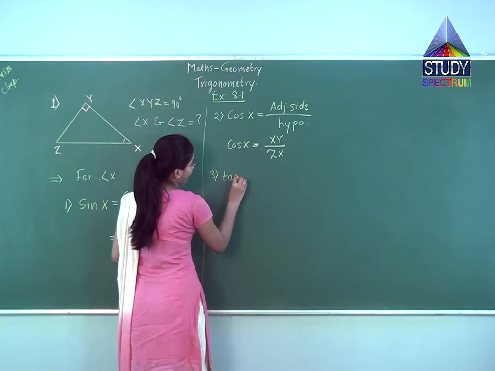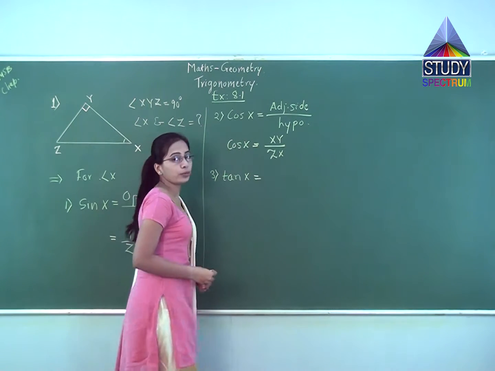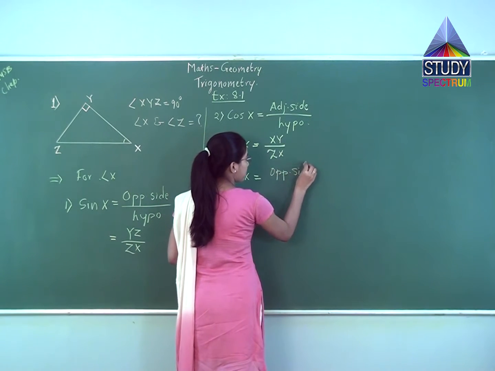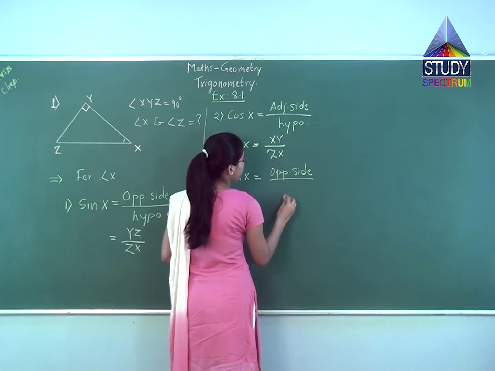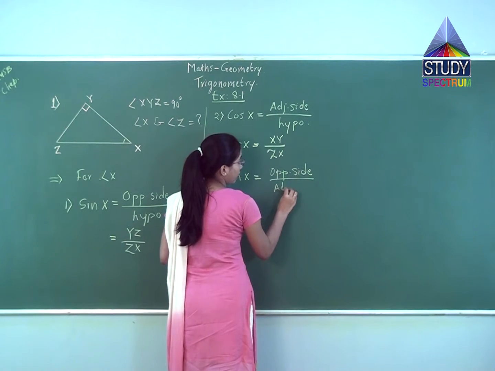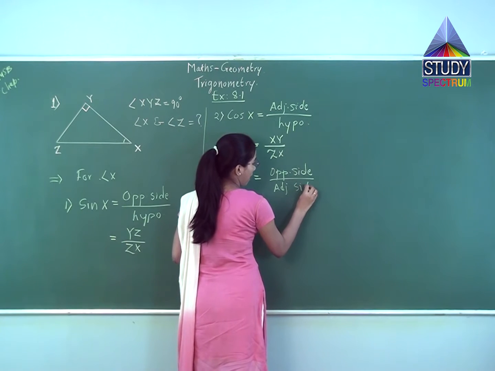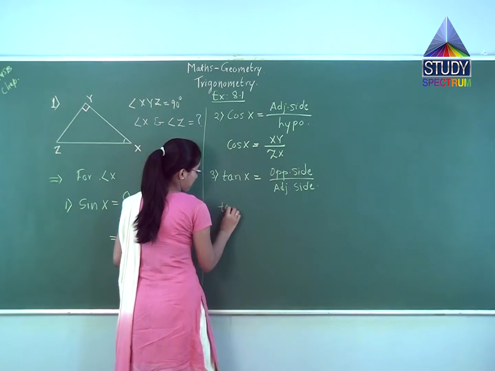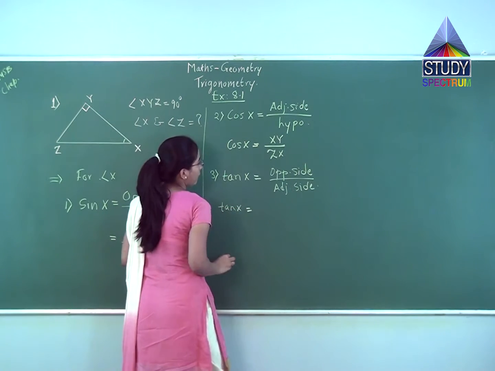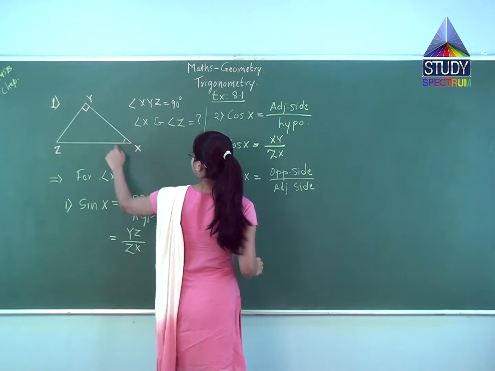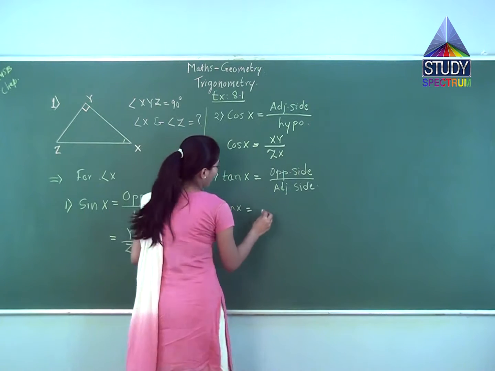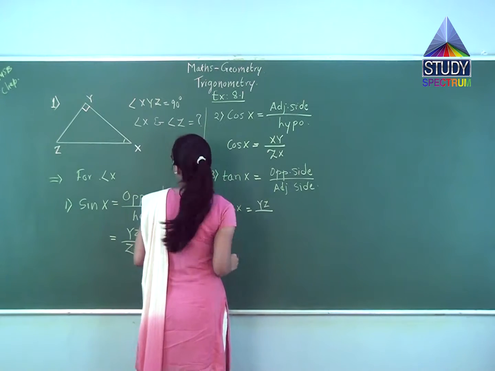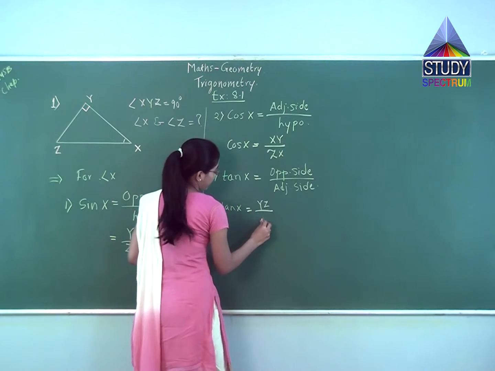So let us write the third ratio. Third, we will calculate tan X. Formula of tan: opposite side upon adjacent side. So tan X will be, the opposite side is YZ, upon adjacent side XY.